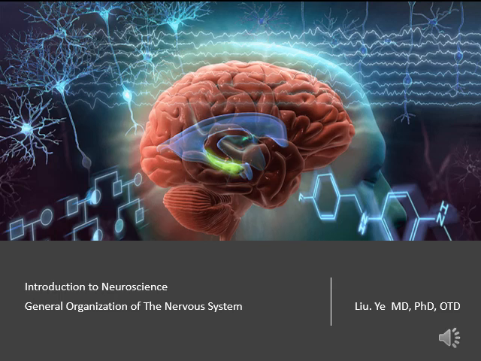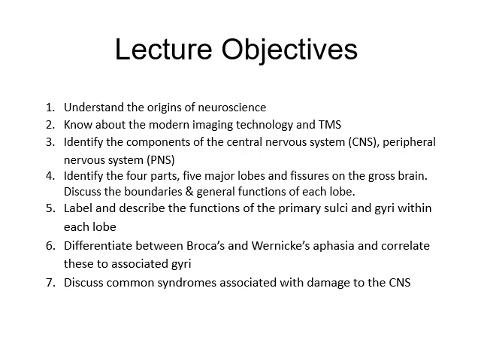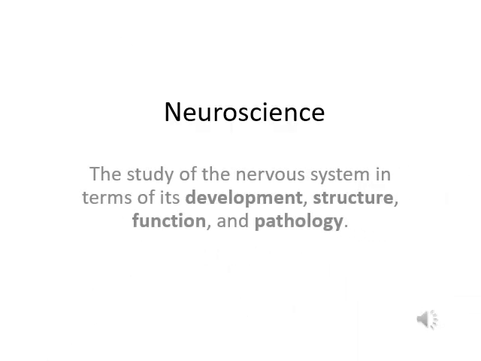This lecture is Lecture One, Introduction to Neuroscience and General Organization of the Neural System. Although this course is technically called Applied Anatomy 2, it's really more accurately called a neuroscience or a neuropathology course. In this course, we will cover the function and the structure of the nervous system, and we will have quite a bit of pathology of the nervous system. So it's not a strict neuroanatomy course, and it is blended with a lot of pathology and function.